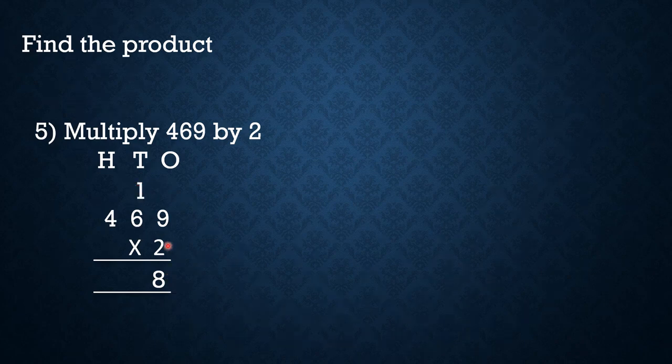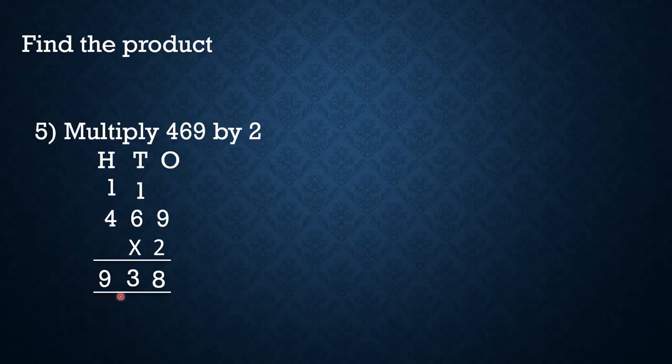Now we have to multiply 2 by 6 and 2 sixes are 12. So 12 plus 1, that is 13. So we write 3 here at tens place column and 1 will be carry over at hundreds place column. Now 2 multiplied by 4 and 2 fours are 8. Now we have to add carry digit. So 8 plus 1 is 9. So we write 9 here at hundreds place column.